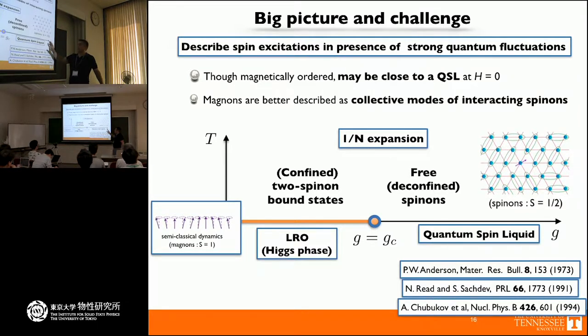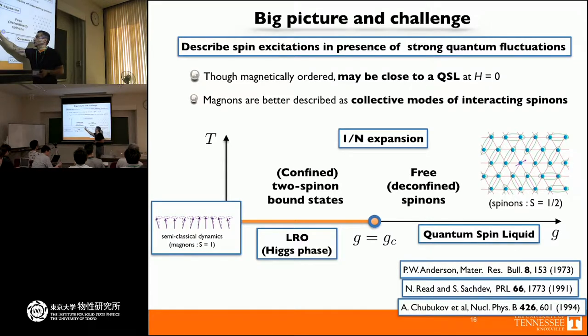And if you adopt this scheme of using the non-interacting gas of spinons as the starting point and then adding the interaction between spinons perturbatively, then you will see that we end up with a gauge theory, essentially, where basically the spinons interact with each other via a gauge field.